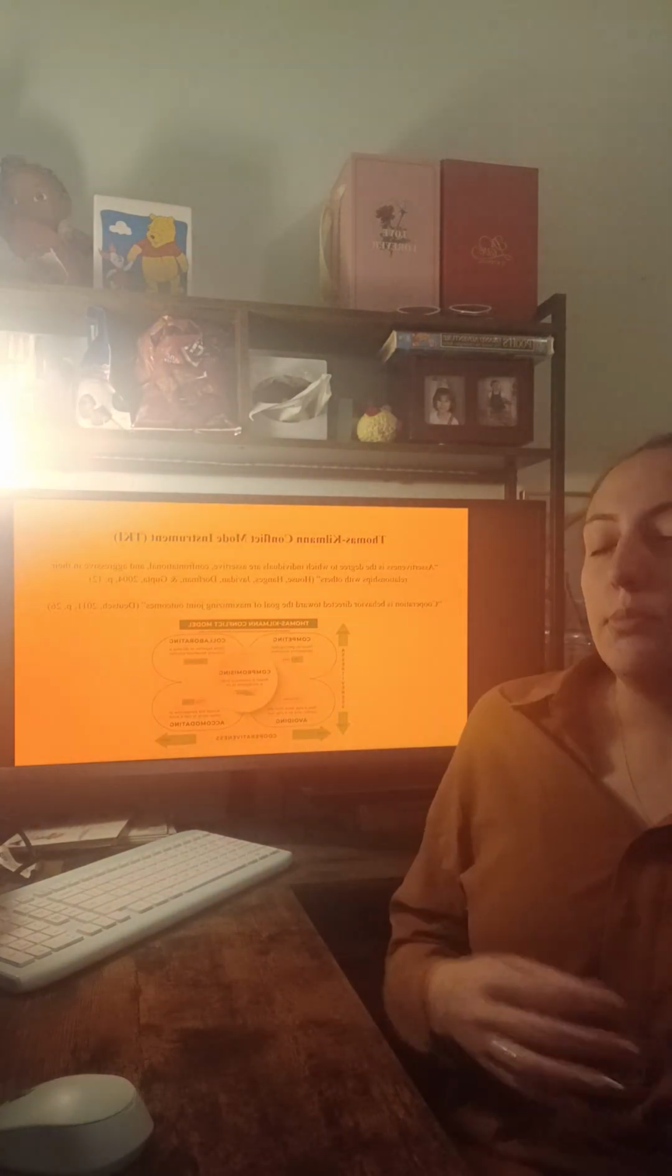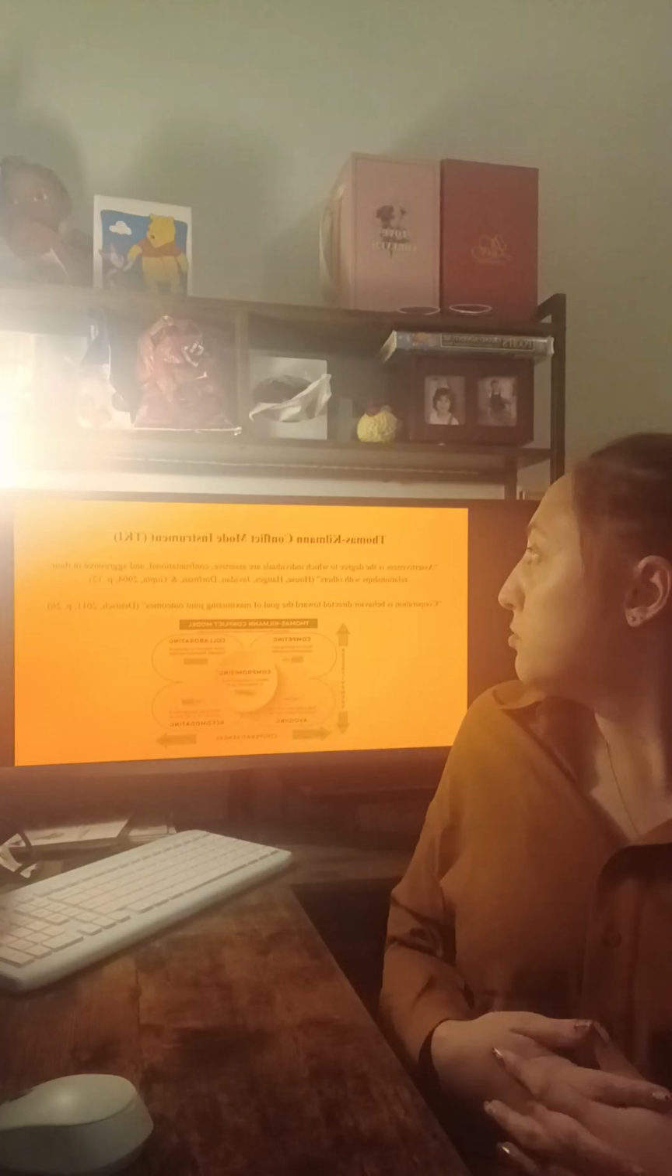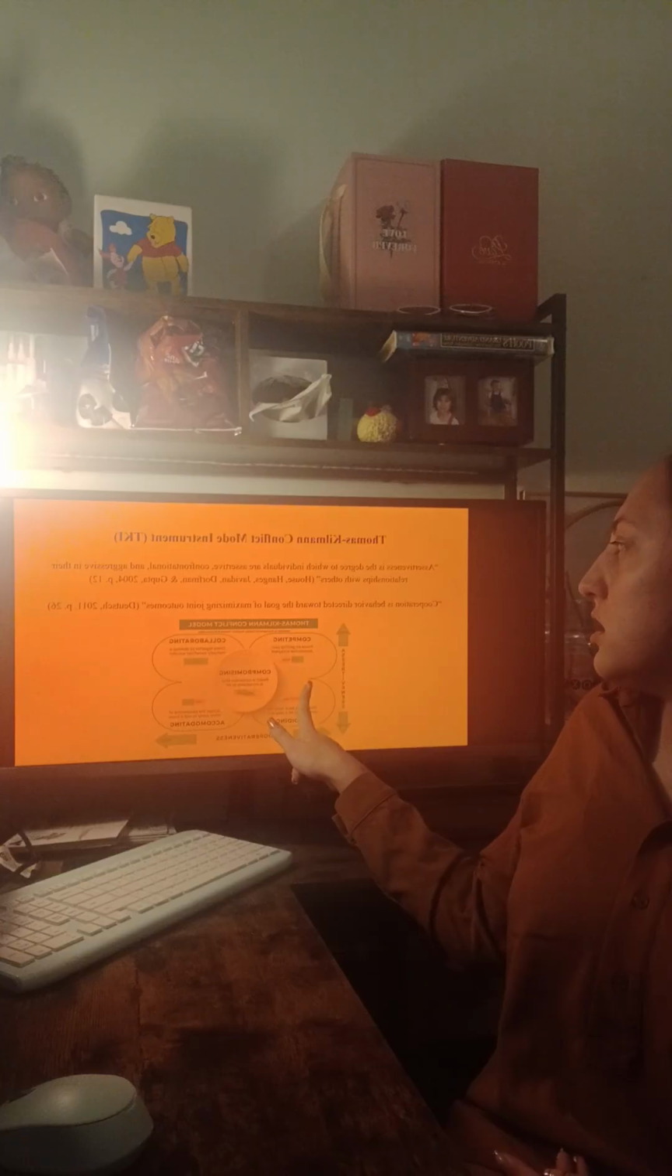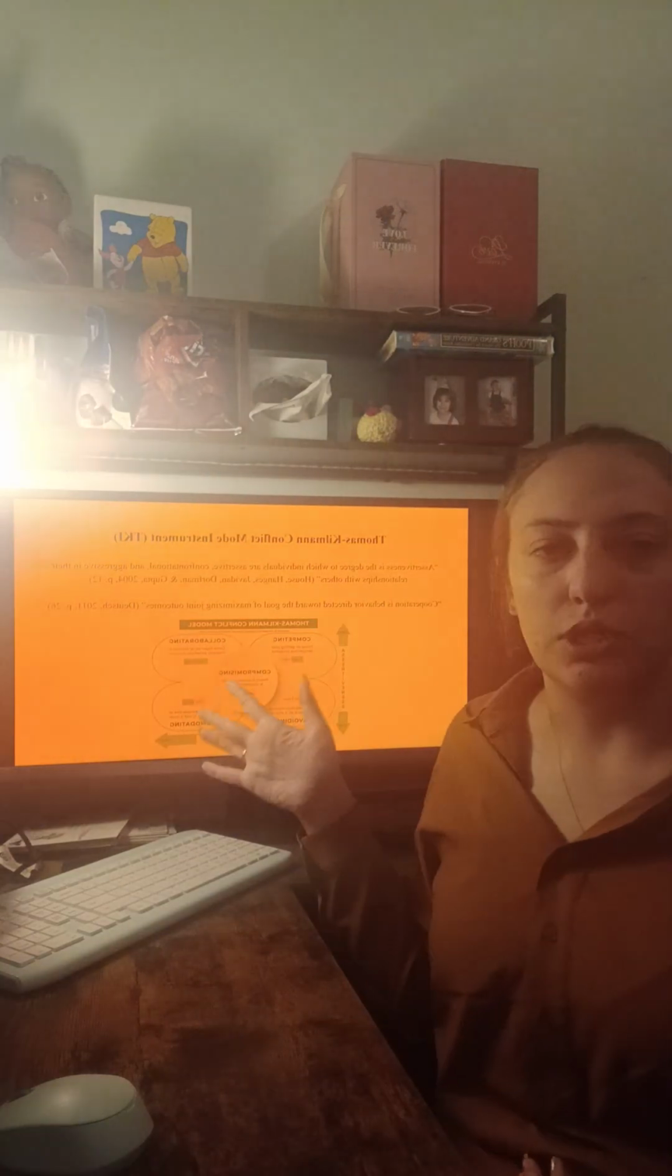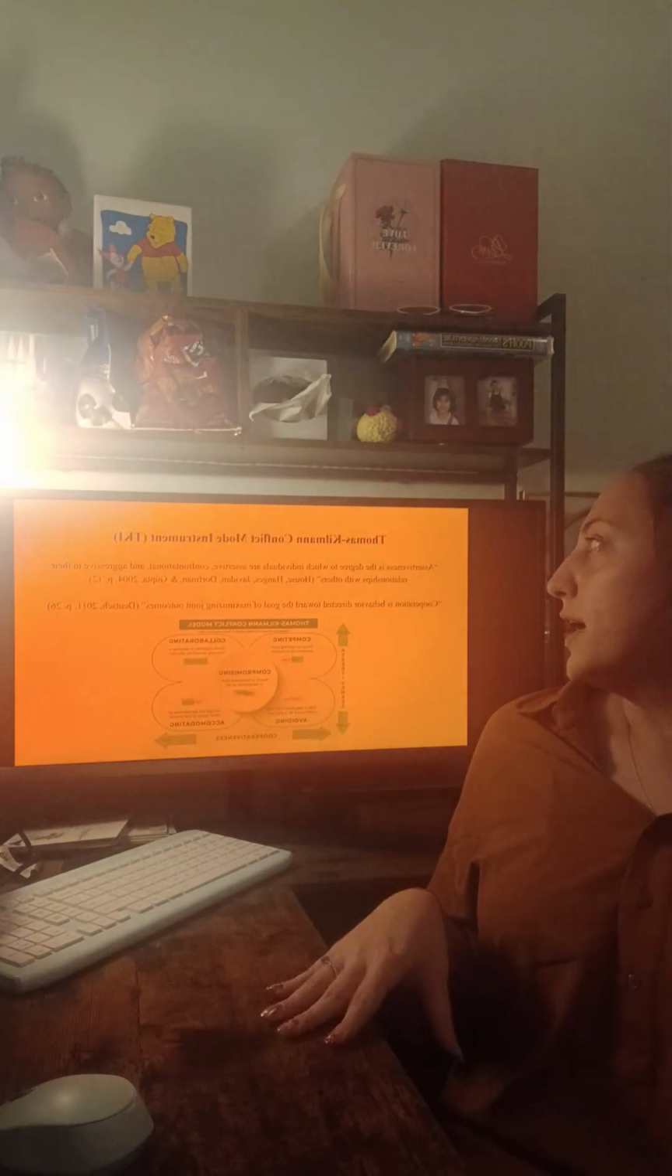That kind of gets into the Thomas Kilmann conflict model instrument. And we have this lovely graph here where we're going to be looking at the levels of assertiveness and the levels of cooperativeness and what the Thomas Kilmann conflict model says about those 5 main types of conflict. So the culture, leadership, and organization defines that assertiveness is the degree to which individuals are assertive, confrontational, and aggressive in their relationship with others, where the conflict, independence, and justice journal describes cooperation as the behavior directed towards the goal of maximizing joint outcomes.